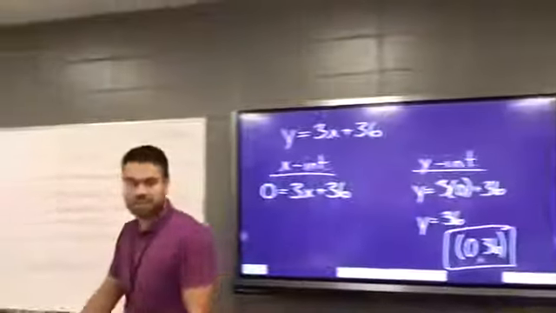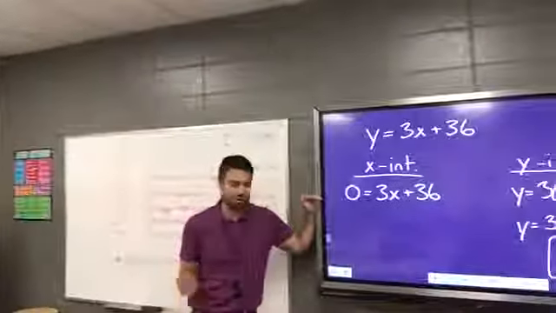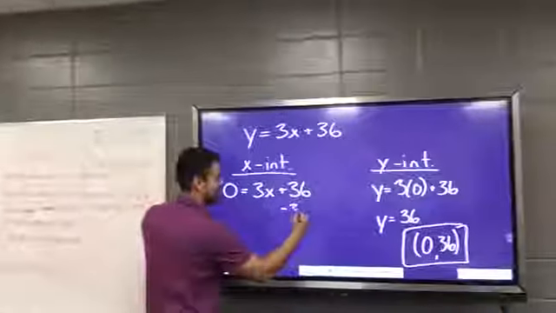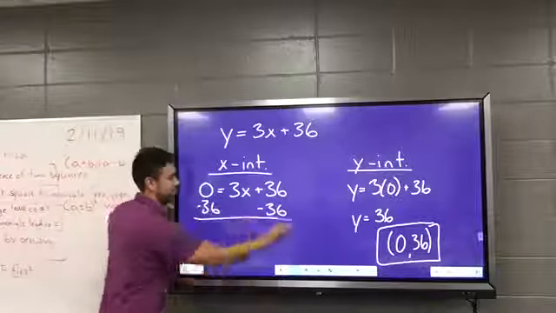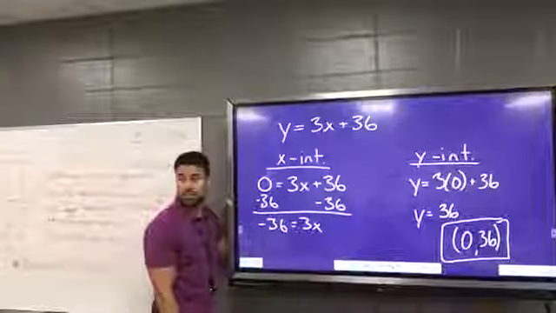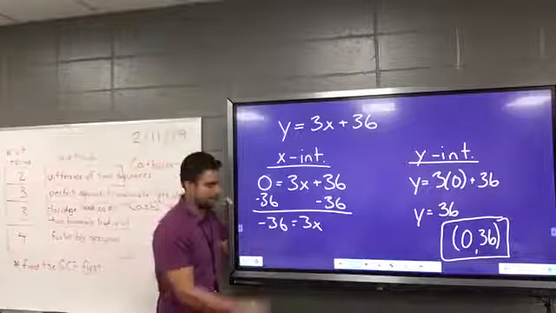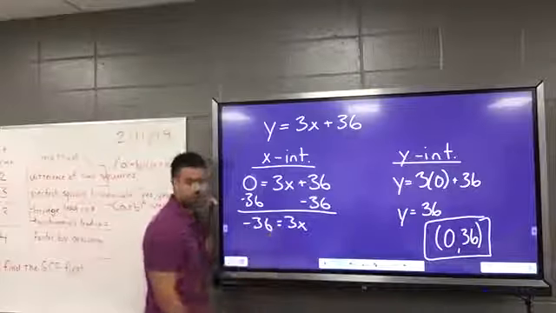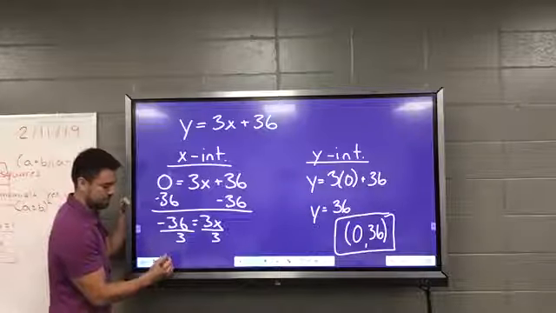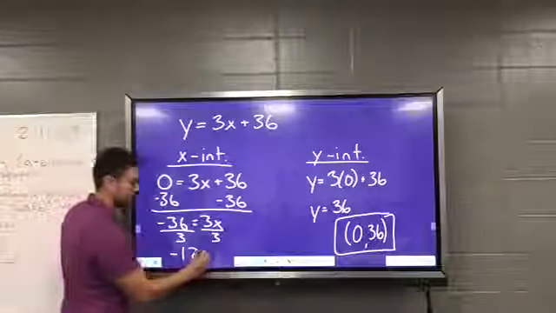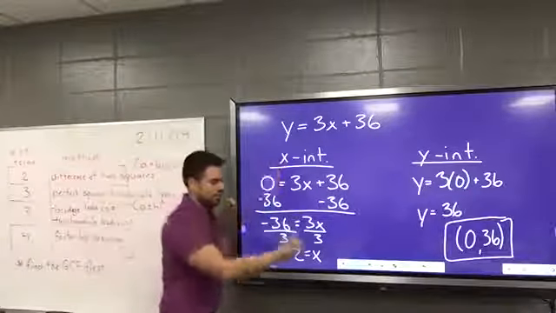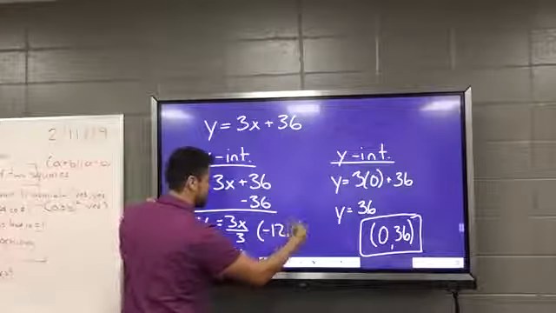Okay, the X-intercept, Jackson, I knew how to write it down. I don't know what to do from here, so help me out. So you subtract 36 from both sides. Last step. How do I get rid of that 3? You divide by 3. And what do you end up with? Negative 12. Negative 12 equals X. Someone give me the ordered pair for the X-intercept. Negative 12, 0.